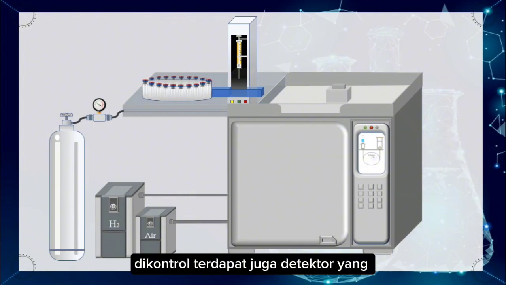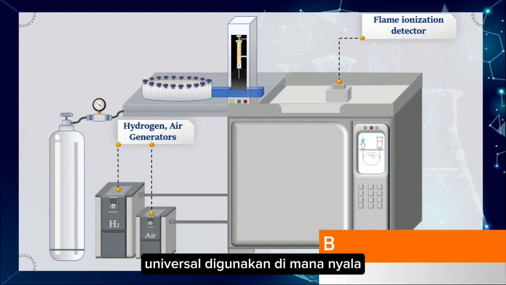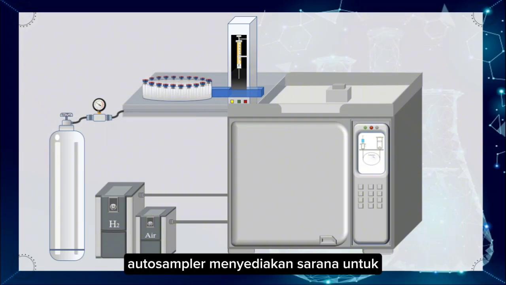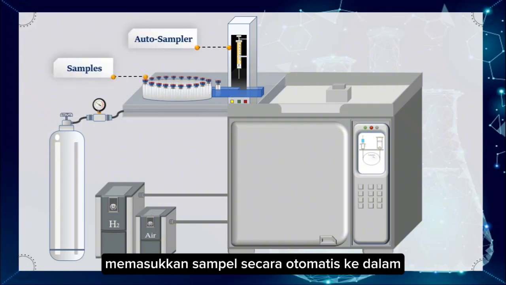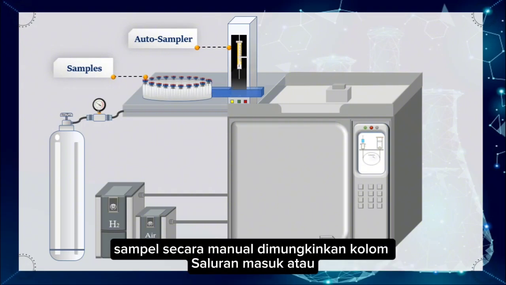There is also a detector that measures analytes in a gas stream attached to the GC system. The flame ionization detector is almost universally employed, where the flame commonly is generated with hydrogen and air. The autosampler provides the means to introduce a sample automatically into the inlets. Also, manual insertion of the sample is possible.